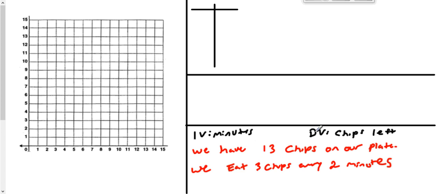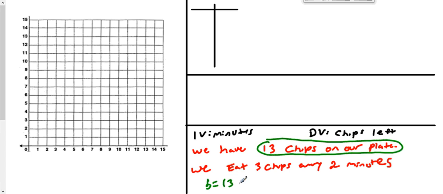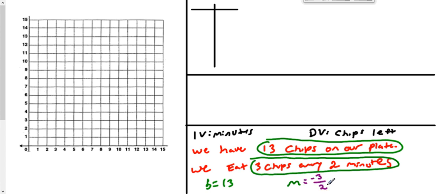IV is minutes, DV are chips left, so I guess I'm eating some food. So we have 13 chips on our plate, and we eat 3 chips every 2 minutes. Alright, so what's our start B? We start with 13 chips, and then what's happening is this 3 chips every 2 minutes, and since we're eating those chips, we're losing 3 chips every 2 minutes. Now that we have our information, we could go right to the equation if we wanted.